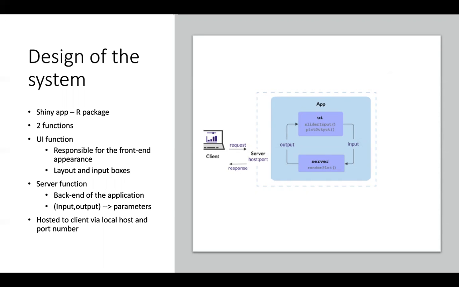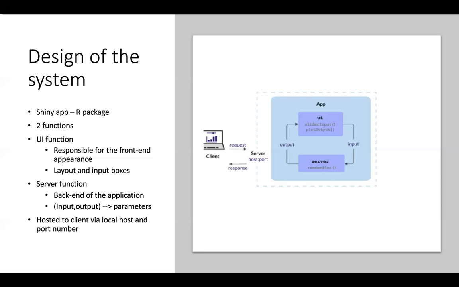On the other hand, the server function consists of our predictive model. This function acts as the back end of the system. It has two parameters, input and output. The input parameter is used to pass in the user input data to the server function for further processing. It is through the input parameter that the server gains access to the user provided data. Conversely, the output parameter contains the output object that is meant to be rendered back to the client.